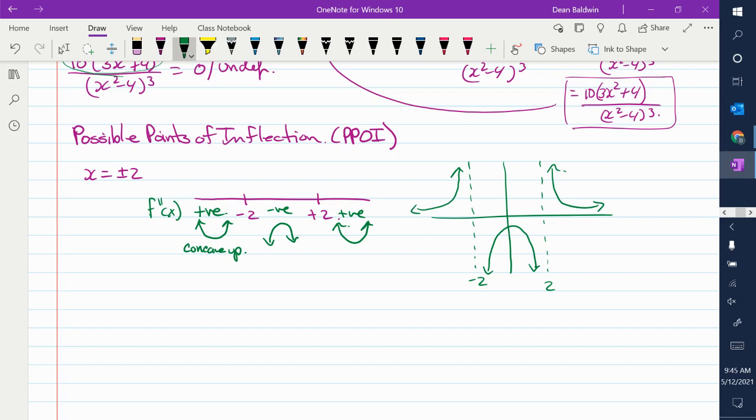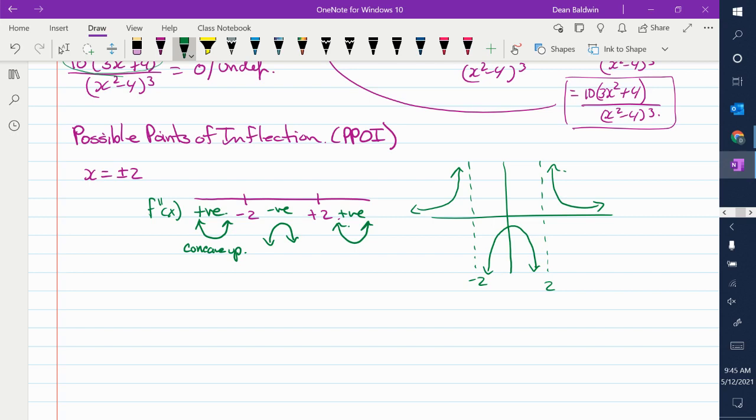Now, what's important to notice is that just because the graph is concave up does not mean the graph is always going up, right? This graph is concave up, but it's actually going down, okay? And just because something is concave down does not mean that the graph is always going down. It means it can still be rising, but the curvature of it is facing down, okay? All right.